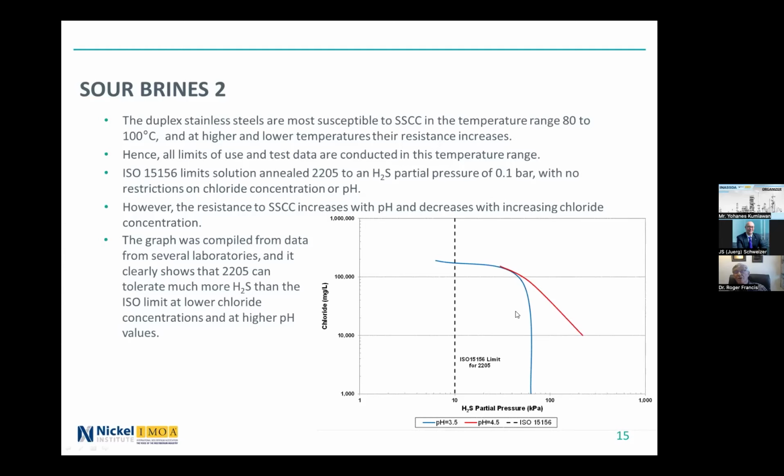So the blue line is at an in situ pH of 3.5, and the red line is an in situ pH of 4.5. You can see that at lower chloride concentrations, there's a significant increase in the H2S partial pressure. And if you go to pH 4.5, it's an order of magnitude higher. This has been used by some projects to justify the use of 2205 instead of super duplex or other high alloy materials. So it's something to bear in mind that 22 chrome can be used much more widely than you would suspect just from reading the ISO standard.